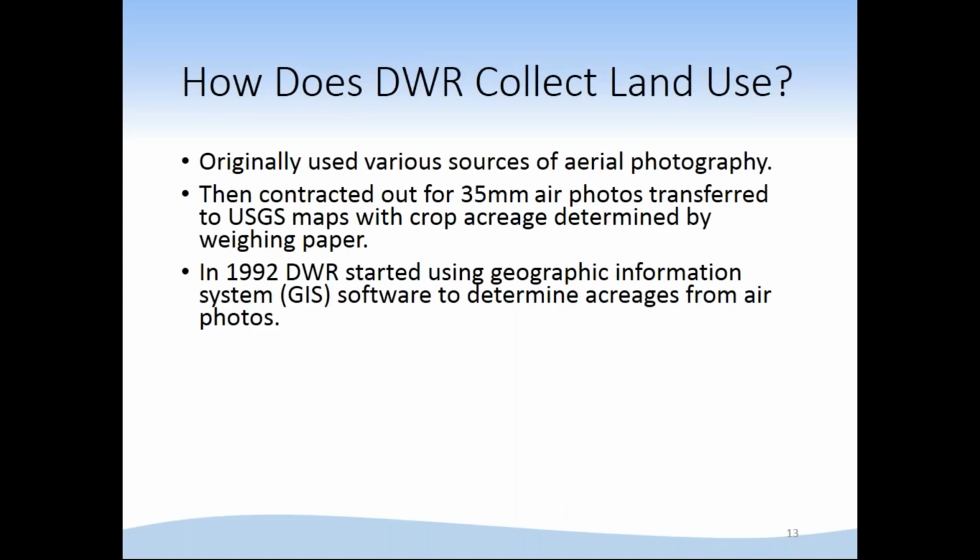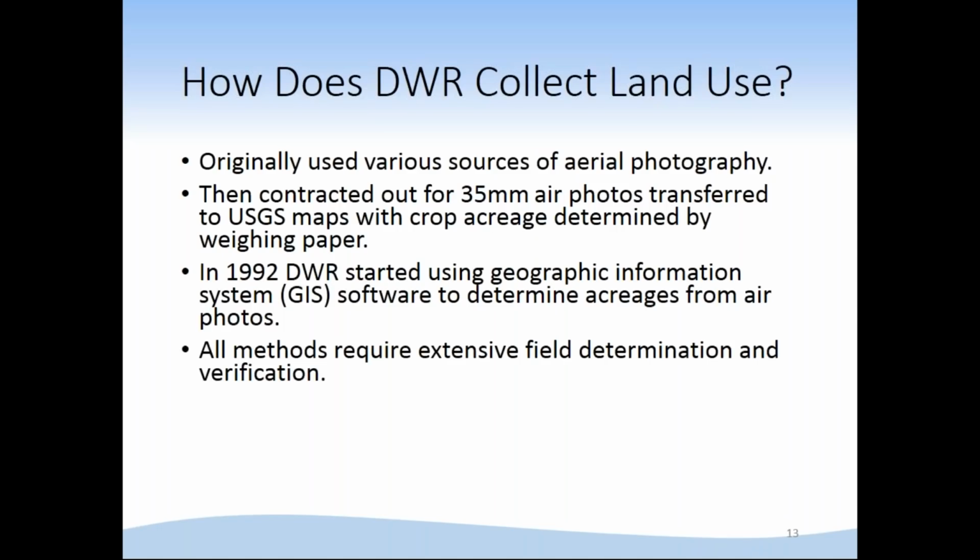But in 1992, the department switched to using Geographic Information System, GIS software, to delineate the boundaries and to calculate areas and different information from air photos, which could be taken right into the GIS software and digitized directly. All of these methods, whether it was the original 9x9 or the air photos or the quads or the GIS, still require extensive work out in the field to confirm what you're seeing.